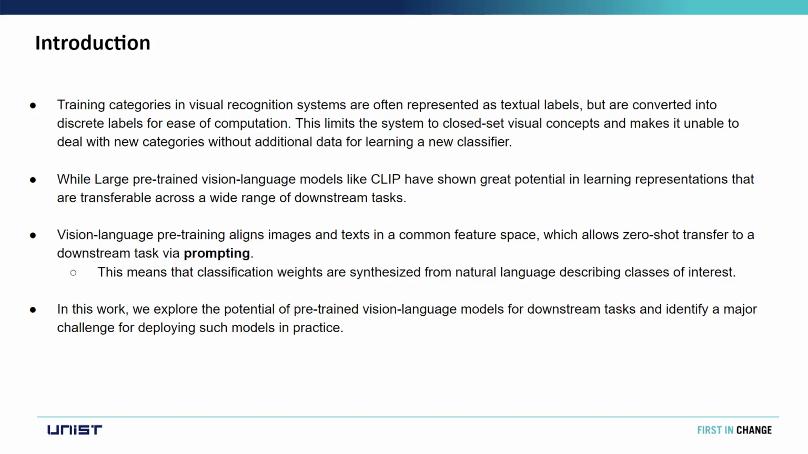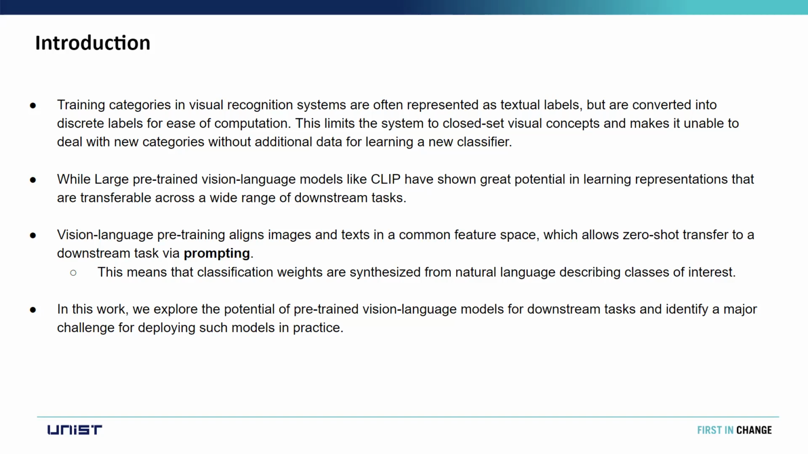Large pre-trained vision language models, mainly like CLIP, have shown great potential, and they learn representations that are transferable across a wide range of downstream tasks. Vision language pre-training aligns image and text in a common feature space, and allows zero-shot transfer to downstream tasks via prompting. This means that the classification layers are synthesized from natural language describing the classes of interest. I will talk more about this prompting later on.